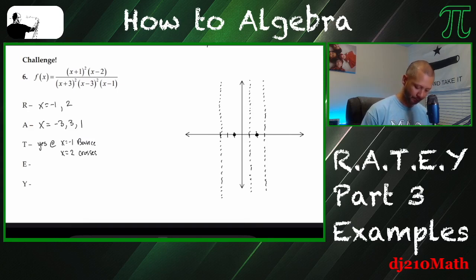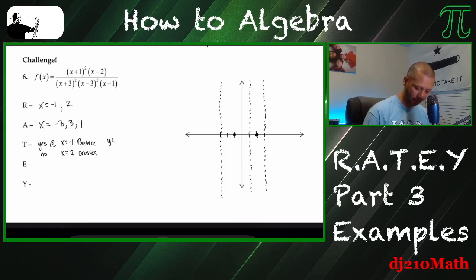For the bottom, so technically for the top, right? There's a yes and a no. There's a yes at -1, and then the other, the non-squared factor, is no, right? X equals 2. The graph crosses.